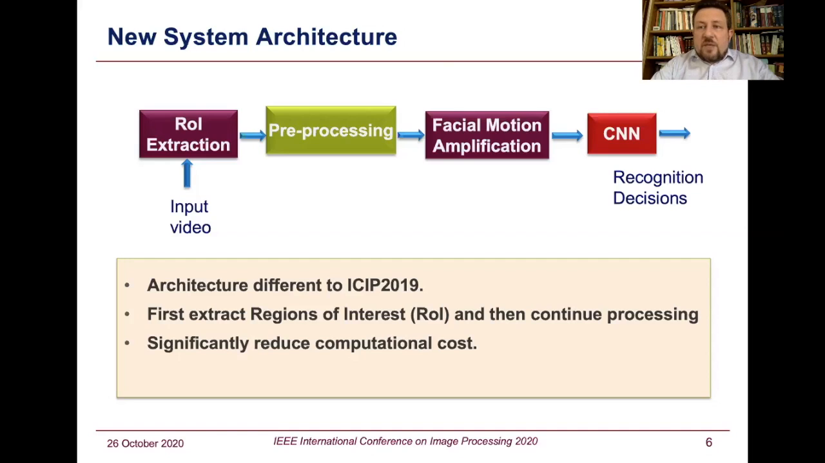This architecture is slightly different from the one presented at ICIP 2019. Here we first do the region of interest extraction, then we do all the processing, so we are only processing the areas we're interested in and not the whole face as we did in ICIP 2019, and this has significantly reduced the computational cost of our architecture.